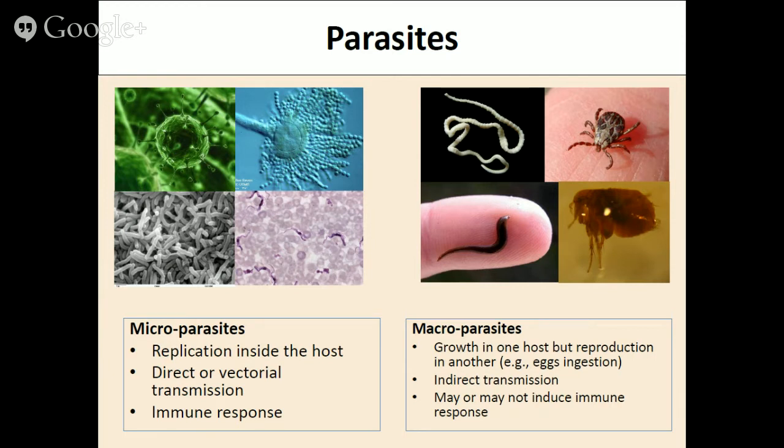They grow in one host, but they can reproduce in another host or in the ground. For example, we can have an endoparasite that is going to develop in one host, and then is going to produce eggs, and is going to release the eggs in the landscape. So they usually have direct transmission and may or may not induce an immune response.